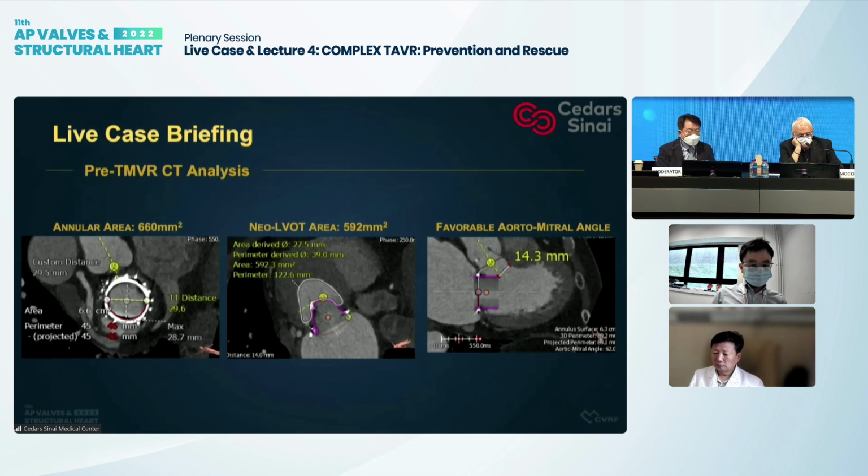Next slide. We did a CT measurement, which is critical in all mitral valve-in-valve procedures. We measured his annular area at 660 millimeters squared, and using modeling, his neo-LVOT was greater than 590 millimeters squared. His aortomitral angle appears favorable for mitral valve-in-valve procedures.